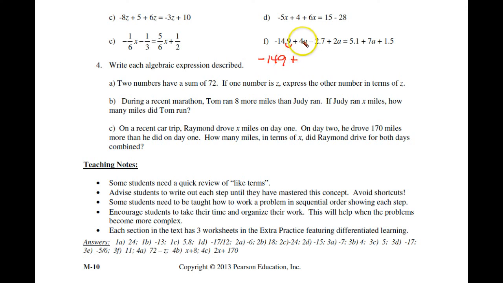Now I have to multiply this by 10. There is no decimal, but that's all right. I just make it 40. Multiply this by 10, makes that a negative 27. Multiply this by 10, that makes it a 20a. Multiply this by 10, it's 51. Multiply this by 10, that's going to be a plus 70a. And multiply this by 10, that makes it a 15.